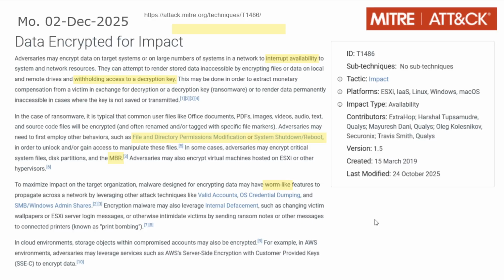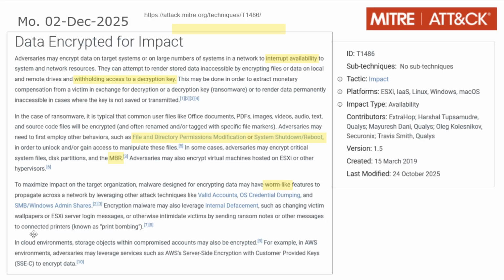A worm spreads on its own. It doesn't need much command and control. It just looks at what other parts of the network it can reach, and once it reaches them, it tries to impact or infect them as well. There are many words for that, but it tries to settle there and compromise the systems. Yeah, worm-like features to propagate across a network by leveraging other attack techniques like valid accounts. Yes, we will look at that.